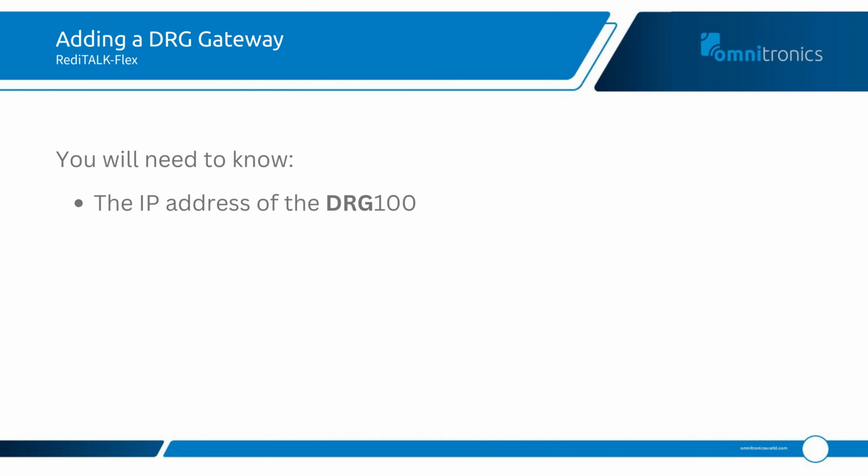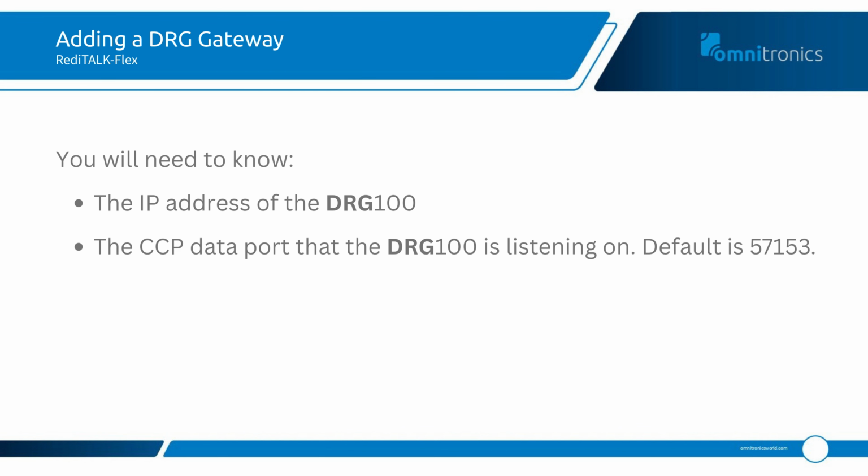The first thing you're going to need to know is what is its IP address. The second thing you're going to need to know is the CCP data port that the DRG100 is listening on. Now, every DRG100 has to send data back to the RediTALK-Flex, and that data port is set up inside the DRG100. The default port number is 57153. Normally you can get away with this port number, but you still need to check inside your DRG100 whether this is the case.